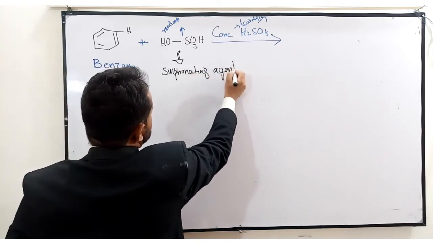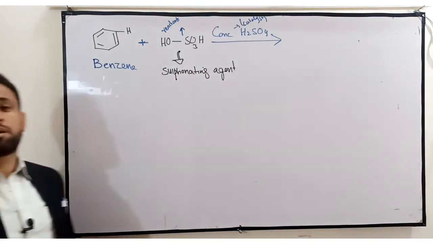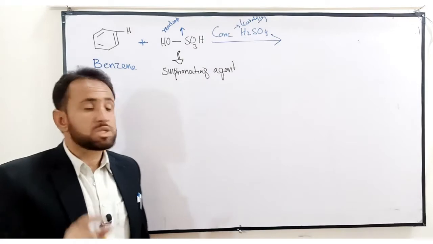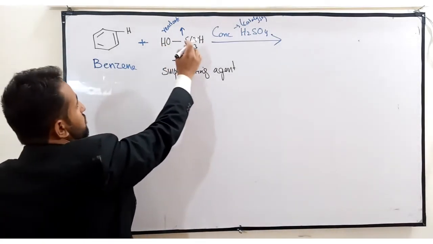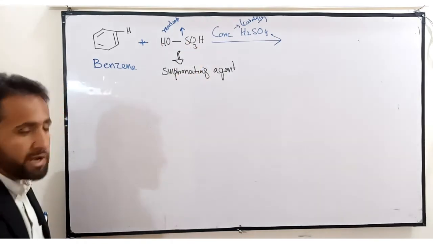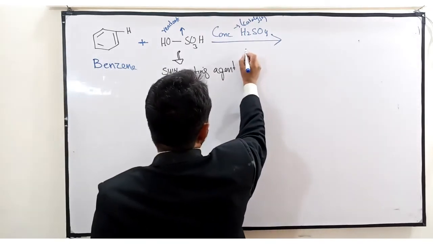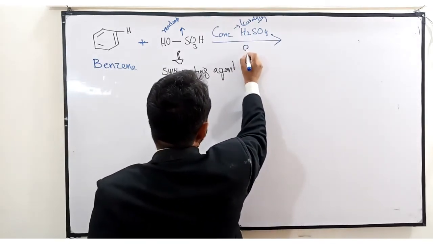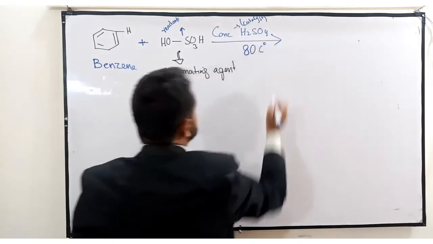What does sulfonating agent mean? The agent which provides us a sulfonic acid group is known as a sulfonating agent. As this sulfuric acid provides a sulfonic acid group, that's why this is known as a sulfonating agent. Understand? And this reaction is specially carried out at a temperature of 80 degrees centigrade.